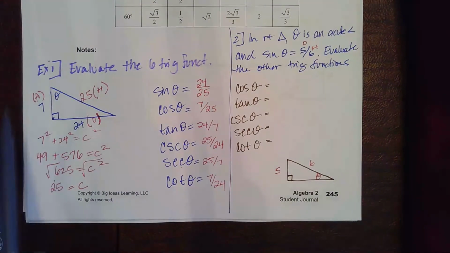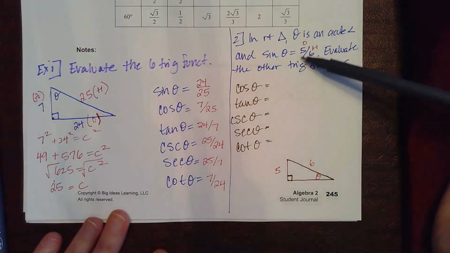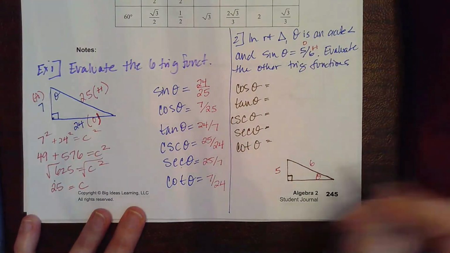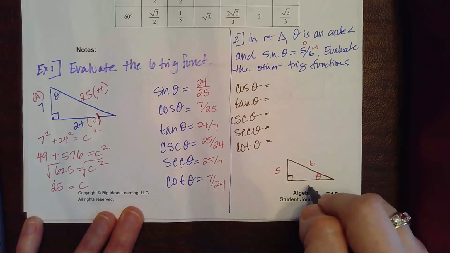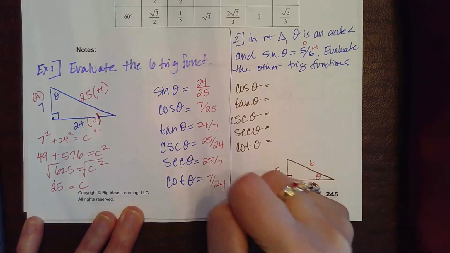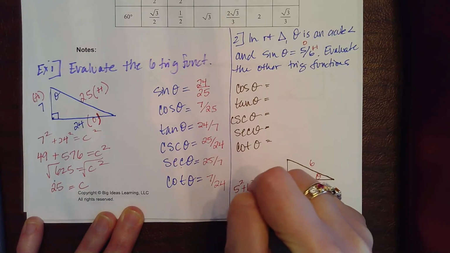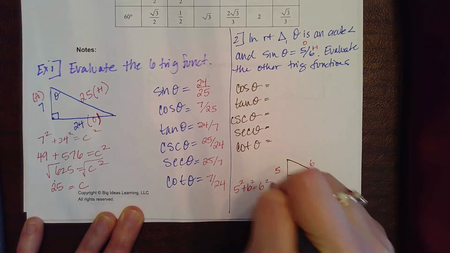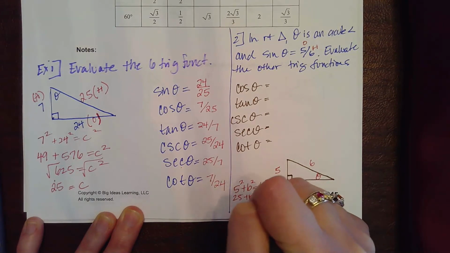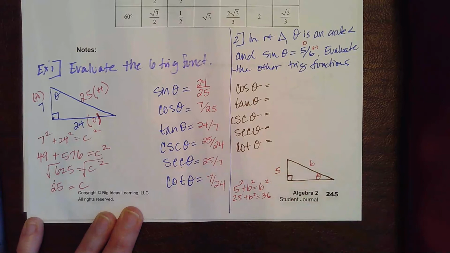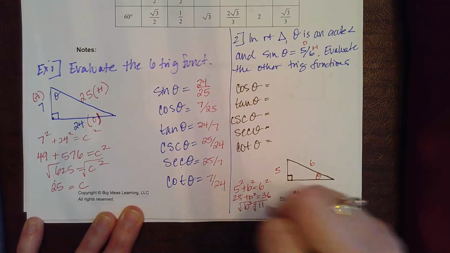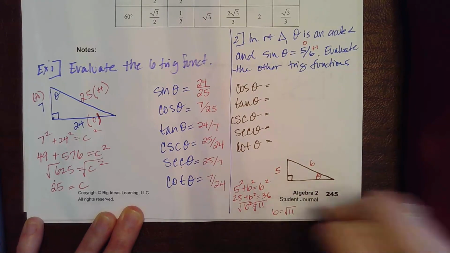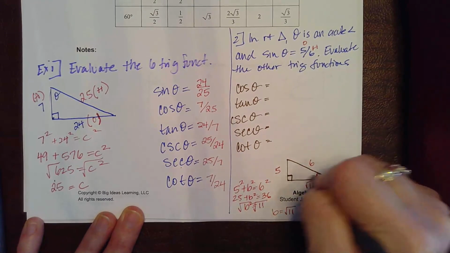I didn't give you the picture with everything, so you had to use this information to draw your picture. But the process is still the same. Use Pythagorean theorem to solve for your third side. Be careful, remember, this is your hypotenuse, so you would go 5 squared plus b squared equals 6 squared. And then subtract, I would get the square root of 11. So I get this side to be the square root of 11.